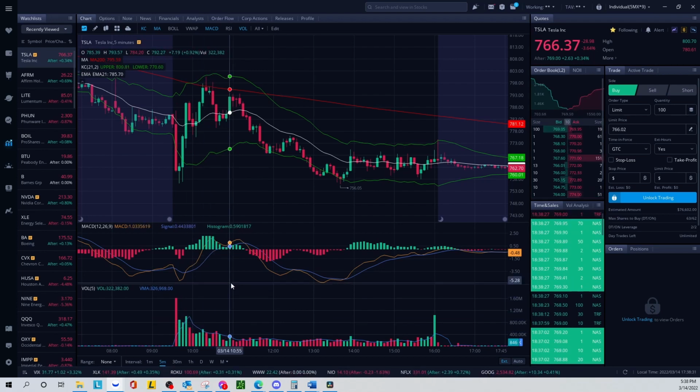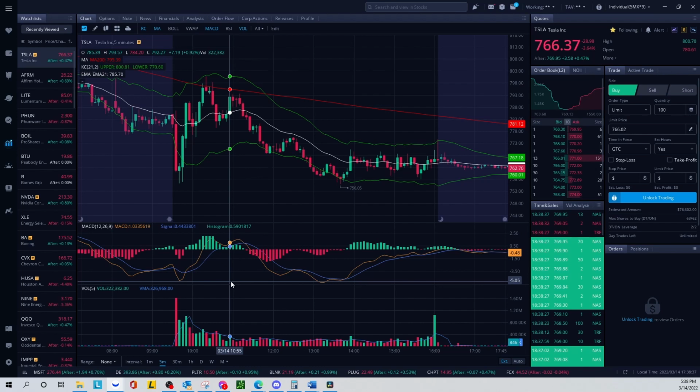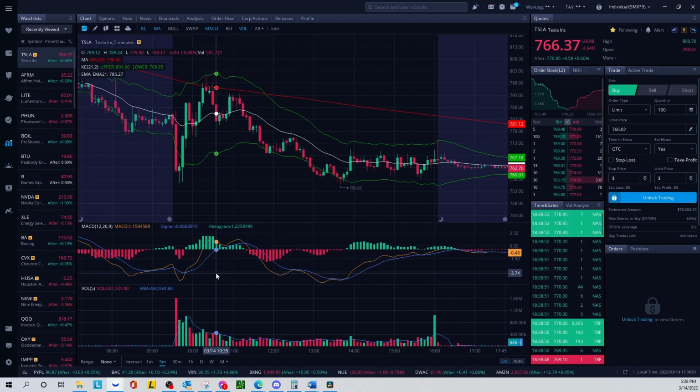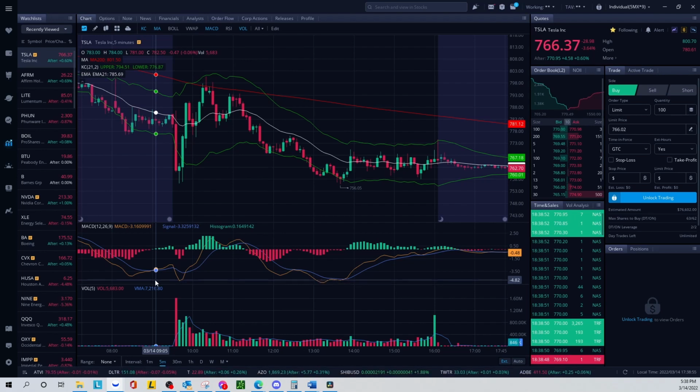So the way I use this MACD is I'm looking at the crossover points. The MACD itself on this screen is gold, and the signal is blue. So I'm looking at the gold line to cross over the blue line. When that happens, I can anticipate some momentum in a direction, one or the other.